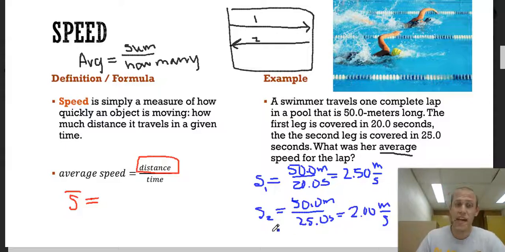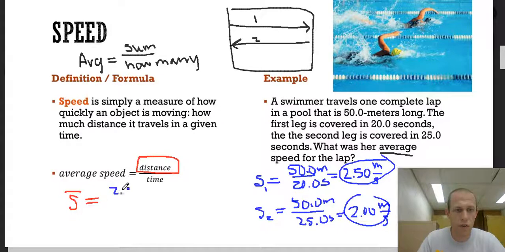Now I have to find the average. So a lot of times when you see speed, it'll be written with an S, not to be confused with seconds. And there'll be a bar across the top. The bar across the top means average. So what I need to do is take my 2 speeds, the 2.5 and the 2, and divide them by how many I have, which is 2.